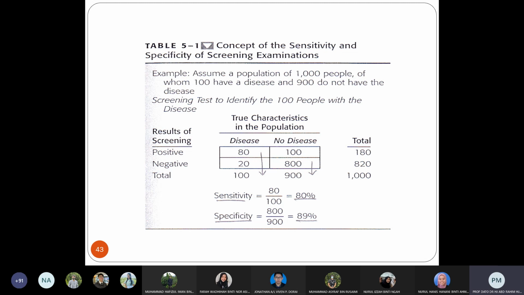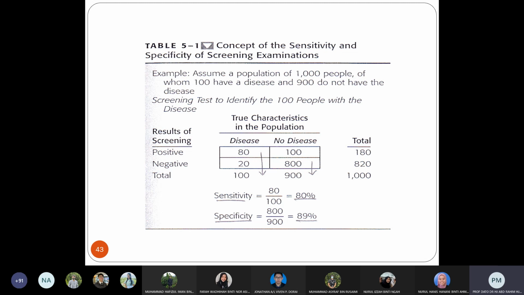So sensitivity is the true positive divided by the total with the disease, so it is 80%. And for specificity, in this case, we put without the disease, 100. Our tools detected 100 positive and 800 negative, but actually it's 900 without the disease. So the specificity is the true negative divided by the total, so it becomes 89%. This is the calculation for the sensitivity and specificity.